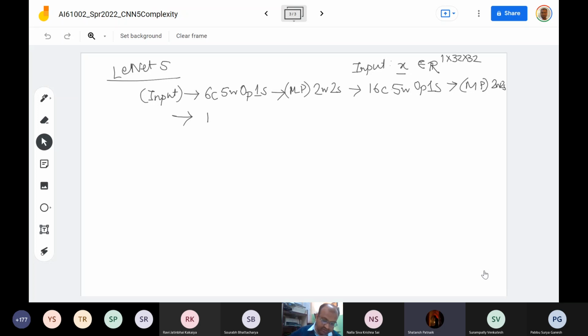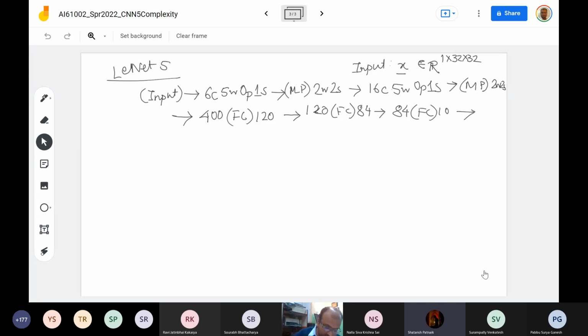Now over here, after that max pooling, what do you connect? You have 400 neurons. So 400 neurons are fully connected to 120 neurons. Then you have 120 neurons which are fully connected to 84 neurons. And then 84 neurons are fully connected to 10 neurons. And that comes your output over here.